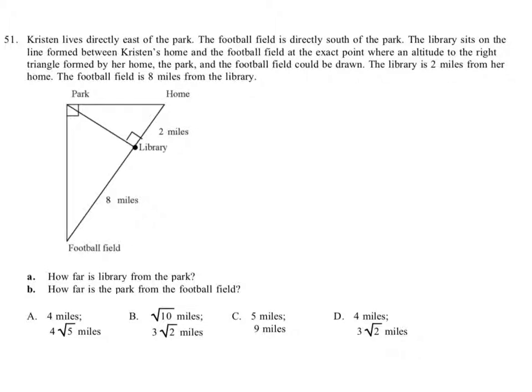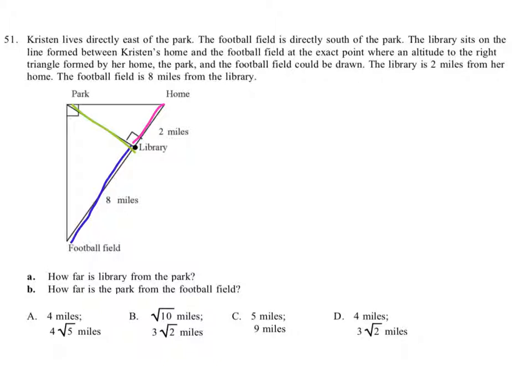You can see it. The library is 2 miles from her home. The football field is 8 miles from her home. So the first question is how far is the library from the park? Well, we're finding the altitude. So how do we do that? We take each of these small sections, multiply this times this, and then square root it, and we will get the altitude.